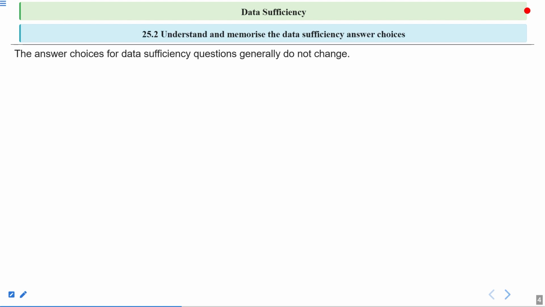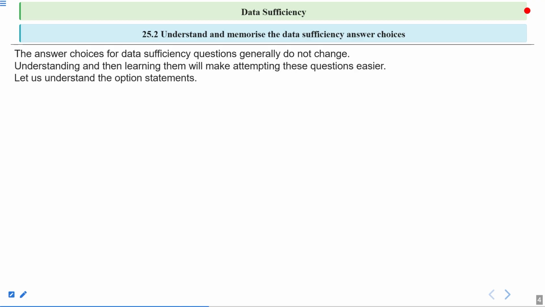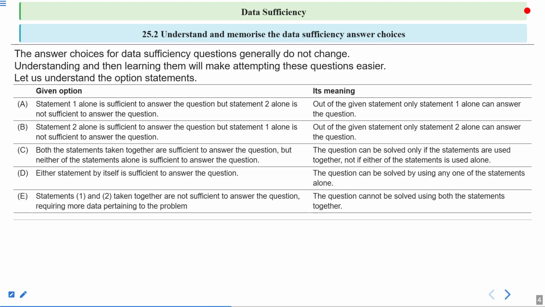Understand and memorize the data sufficiency answer choices. The answer choices for data sufficiency questions generally do not change, so understanding and learning them will make attempting these questions easier. Let us understand the option statements. The given option says that statement 1 alone is sufficient to answer the question, but statement 2 alone is not sufficient to answer the question. So its meaning is, out of the given statements, only statement 1 alone can answer the question.